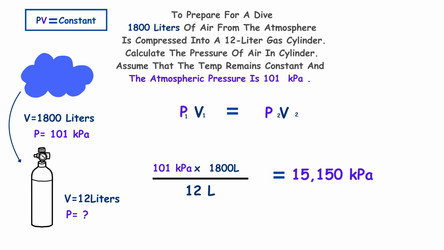Doing the math, we divide the product of 101 and 1,800 by 12, which gives us a final answer of 15,100 kilopascals. That means the air, once compressed into the cylinder, is now under a significantly higher pressure, and importantly, the units remain in kilopascals because we use kilopascals in the original pressure value.